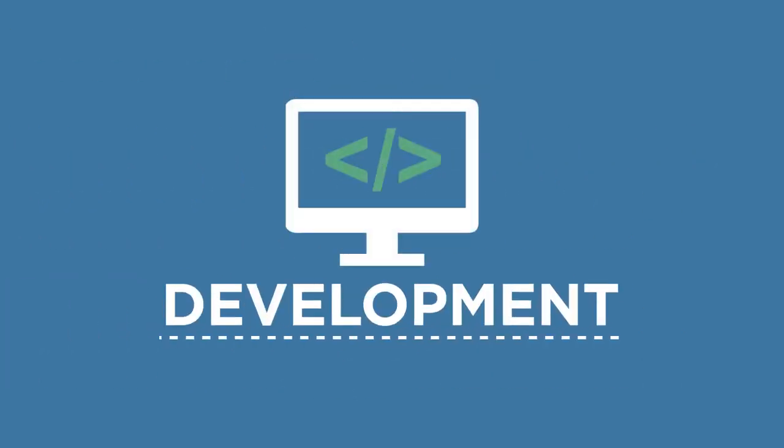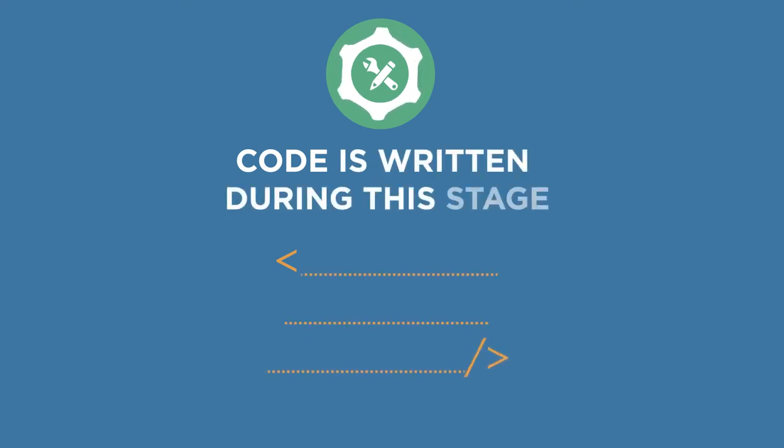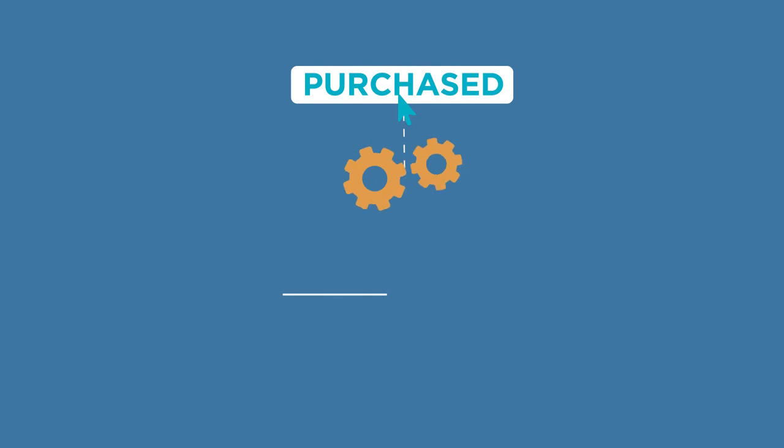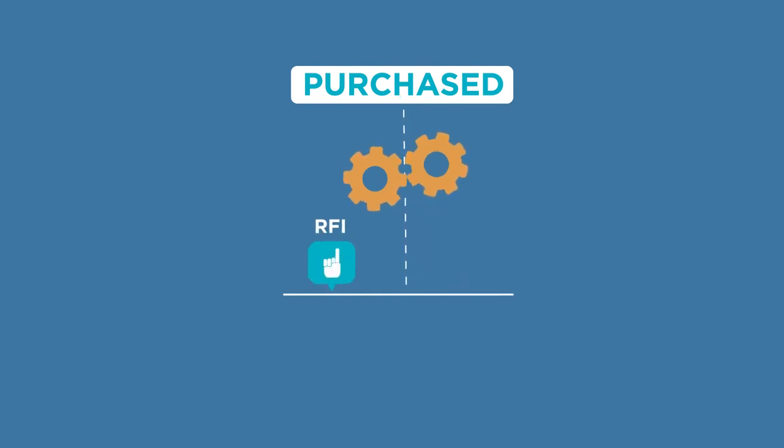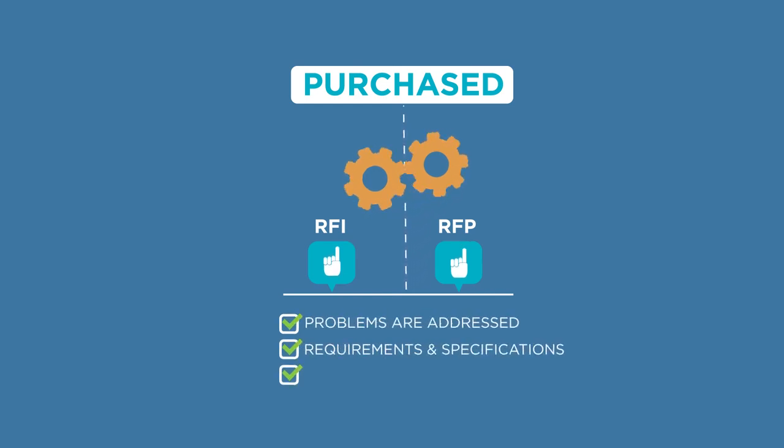Number 4, development. If a system or application is to be developed, the requirements are reviewed and the code is written here. If a system is purchased, a request for information, or RFI, and then a subsequent request for proposals, or RFP, is developed in which the problem to be addressed, requirements, and specifications of the needed system and a timeline are provided to potential vendors.